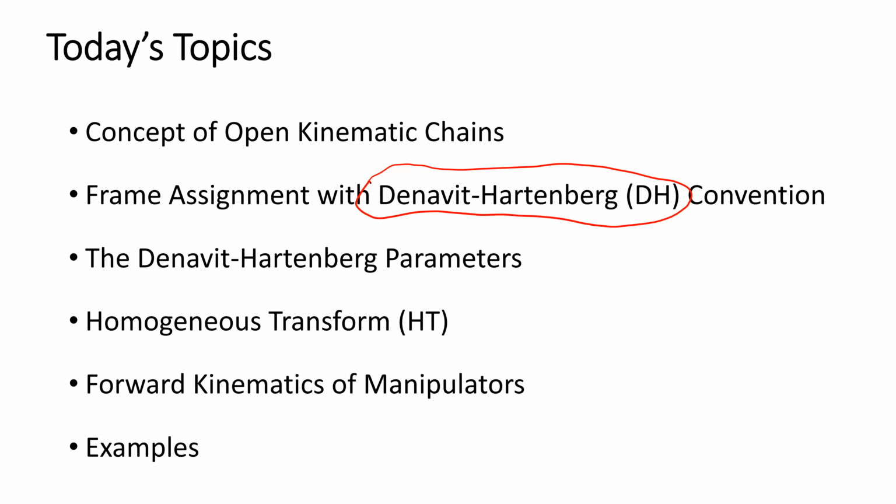But there are a few different methods to attach a frame to the robot. The way that we are going to do it we call the Denavit-Hartenberg convention. We will talk about the steps we need to do to attach a frame to the robotic link. And after we attach the frame with this convention, we can find the parameters of the robot link.